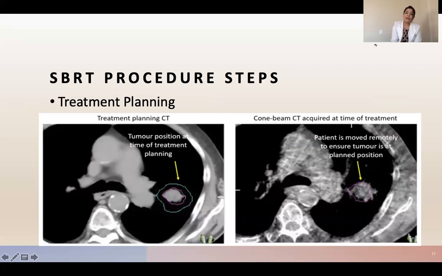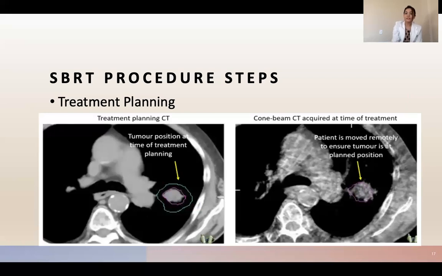So for treatment planning during SBRT, cone beam CT is acquired at the time of treatment. With this, during SBRT, the cone beam CT is acquired multiple times during the treatment to make sure that the tumor is at the correct planned position and the patient is at the correct position.